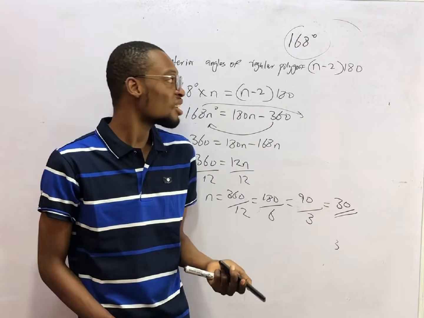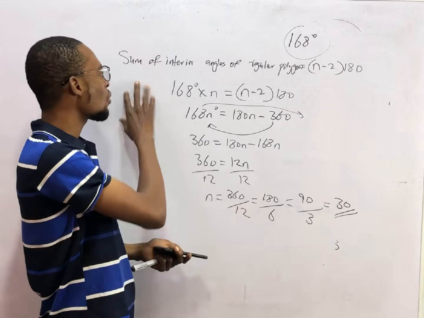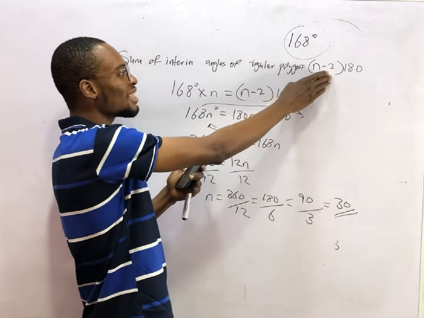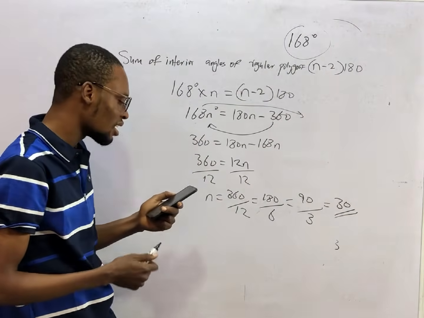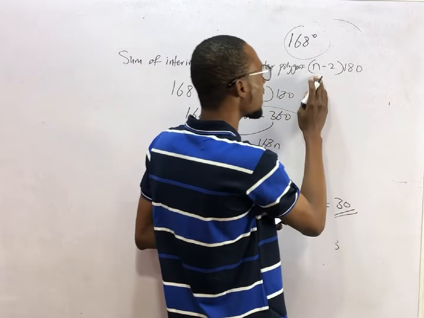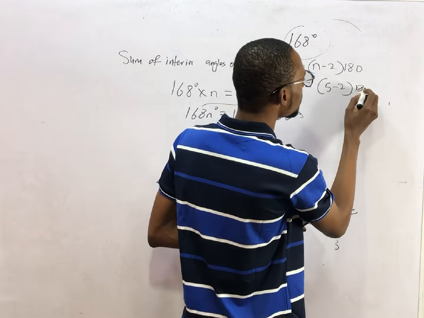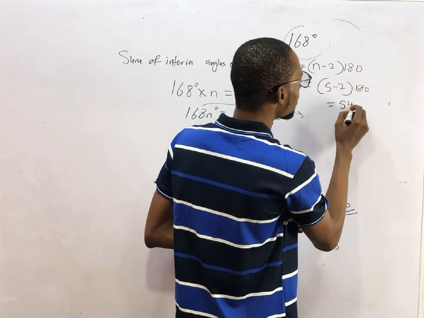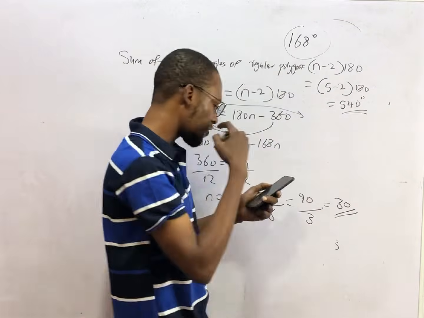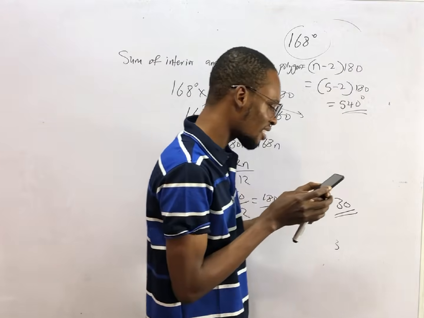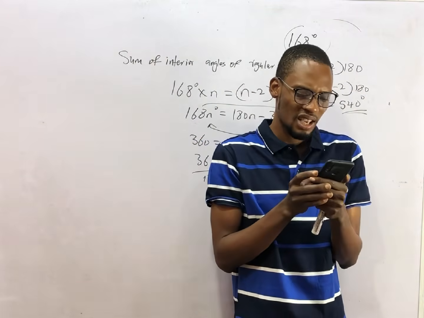Wow. Pentagon is a regular polygon, and we are told that the sum of the interior angles of a regular polygon is n minus 2 times 180. And for a pentagon, n is 5. So it is simply 5 minus 2 times 180. That should give you 540 degrees, if I am correct. So you may want to check that out. We've answered that question.